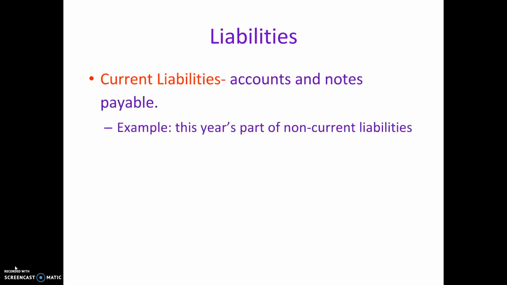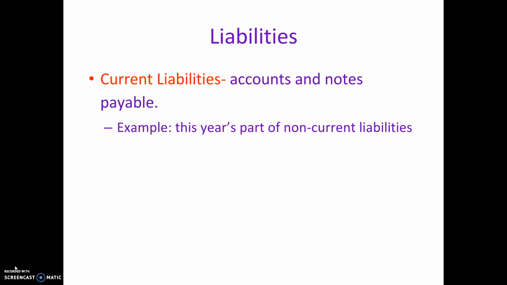Alright, so current liabilities. Current liabilities are money that is due this year. These are going to be accounts and notes payable. A cell phone bill would be a current liability because you have to pay that within the next month or you don't have cell phone service anymore. So an example of this, which I don't think is a great example, but it's an example.